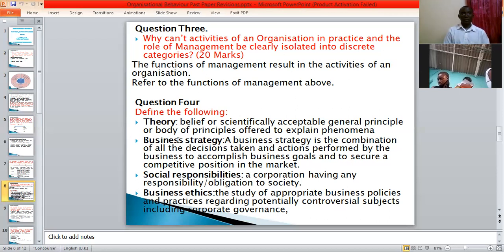Okay? You talk about social responsibilities. We are looking at the societal obligations that an organization has, or the obligations that organizations have to the society. You cannot only make profit and transact with the society without being responsible for other social needs of the society. So when you are doing business in the society, demonstrate social responsibility.